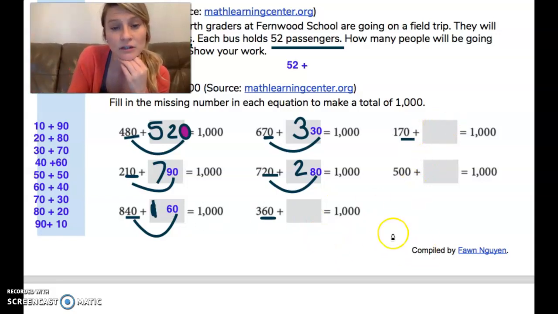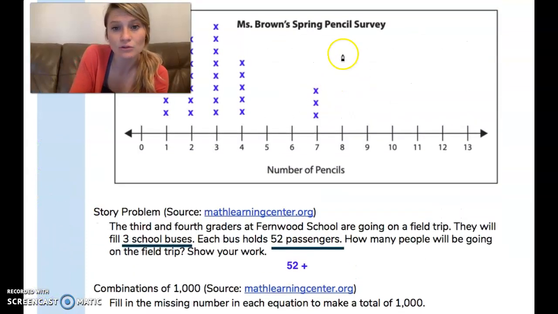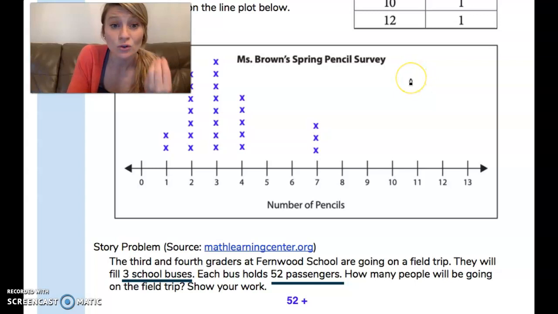So finish these next 3 on your own. Don't forget to do the buses, how many they hold, and also don't forget to finish your line plot. You guys are going to rock this.